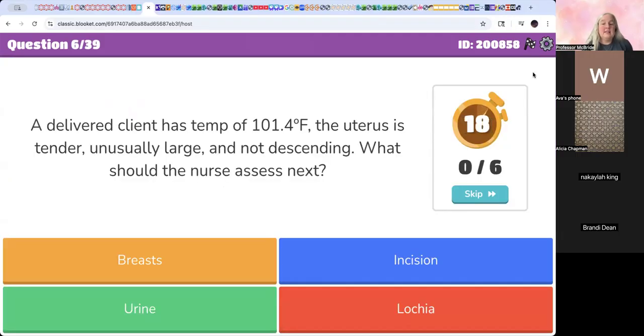A delivered client has a temp of 101.4. The uterus is tender, unusually large, and not descending. What should the nurse assess next?